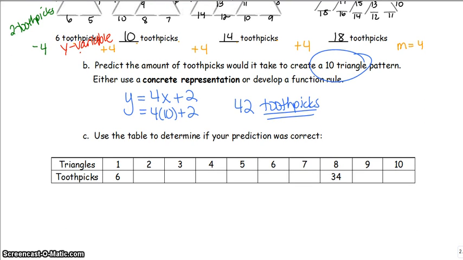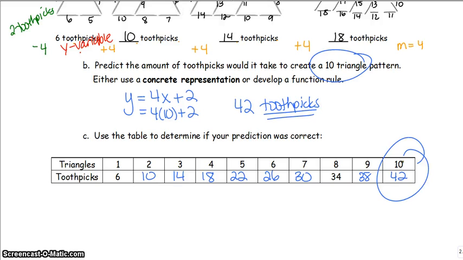Alright, so use the table to determine if your prediction was correct. So we said that 2 triangles was going to give us 10, 3 gave us 14, 4 gave us 18. So we know that we're adding 4 toothpicks every time. So plus 4 would give us 22, plus 4 would give us 26. That would give us 30, 34, 38, 42. So even doing it a long way of just adding 4 each time, we still see that we were correct from our function rule that we were going to need 42 toothpicks.